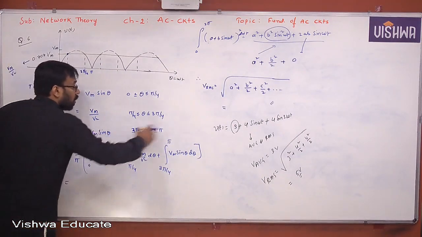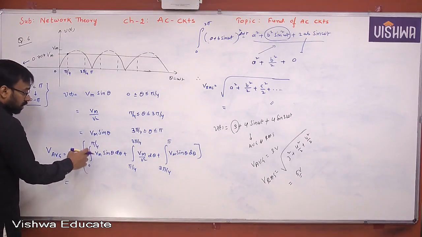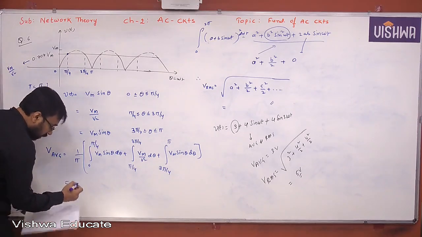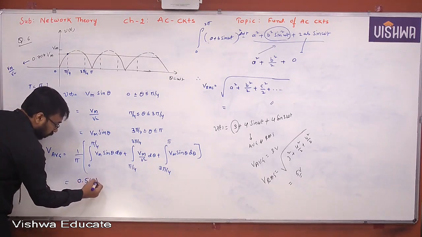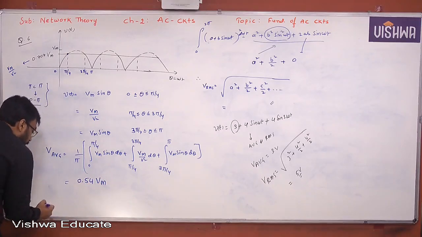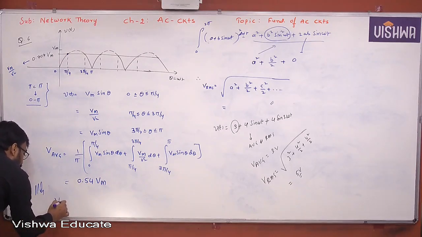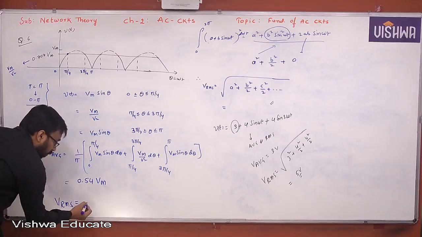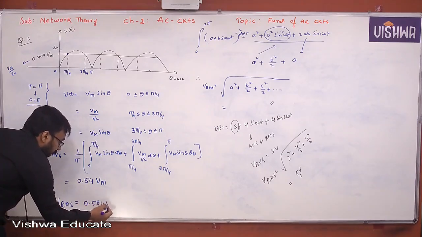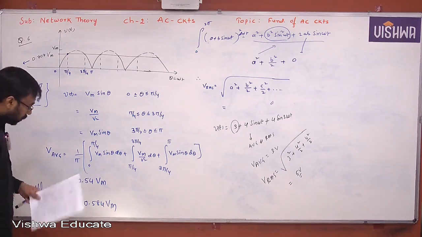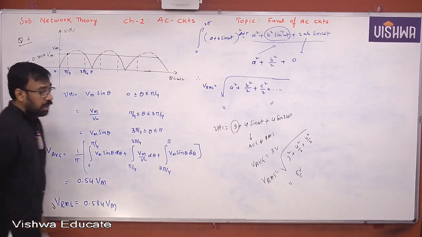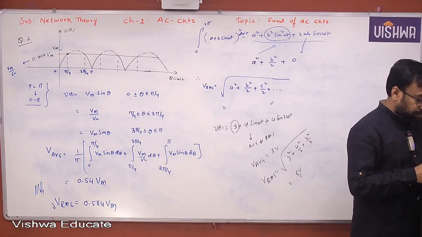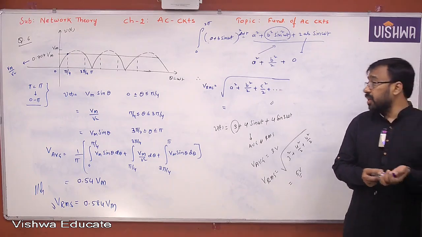What you get? Square root of 1 by pi, integral 0 to pi by 4 of the squares, and so on. Okay, you can simplify that. But I give the answer: approximately 0.54 Vmax for the average. You're supposed to get that. Similarly, the VRMS value will be 0.584 Vmax. Okay, these are the answers you can take directly, and you can calculate. I'm telling you, you must be good at integration. Okay, I stop the session here. Note down that quickly.